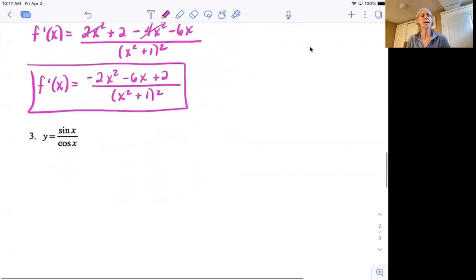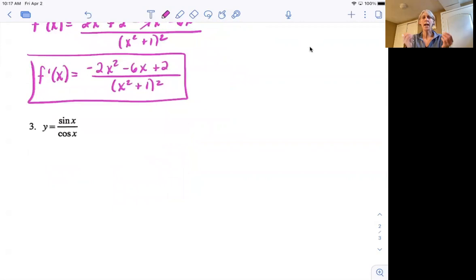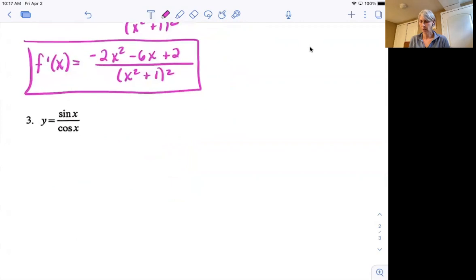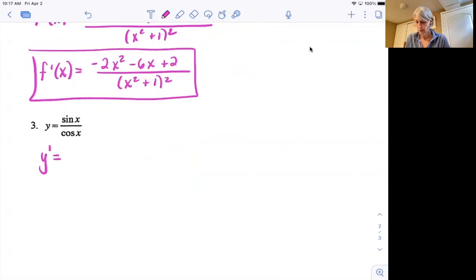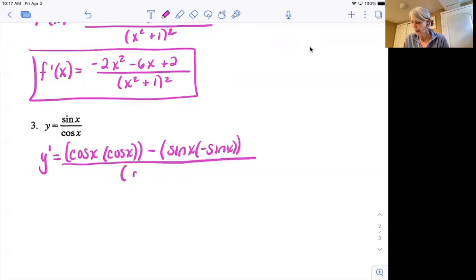Now I have y equals sine x over cosine x. I told you earlier, any rule we already know, we can now kind of incorporate into these new rules. So I'm just going to treat this like any other function. The bottom times the derivative of the top minus the top function times the derivative of the bottom over the bottom squared.